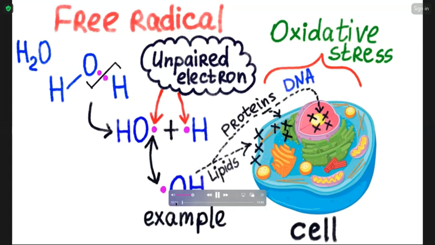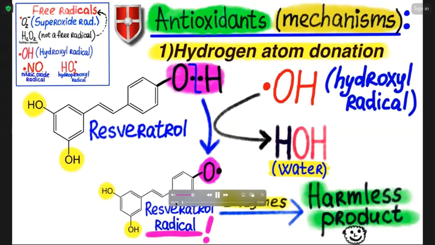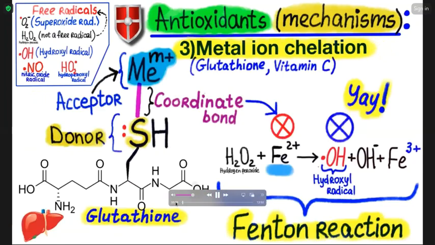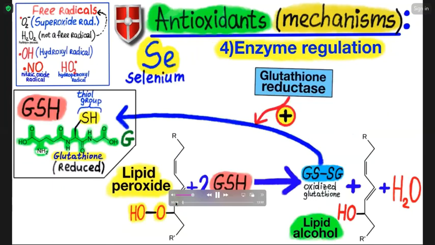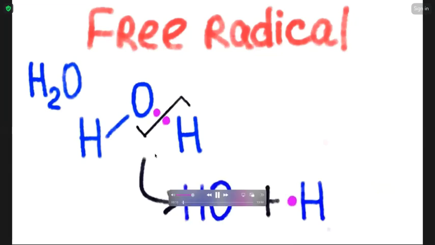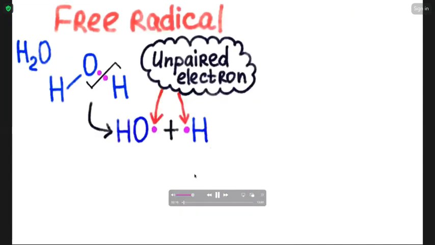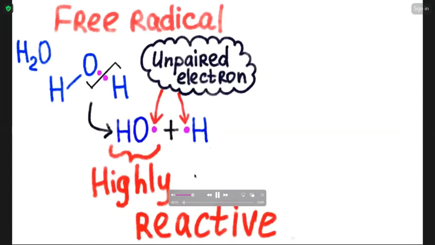In this video, we're going to see what free radicals are and also how antioxidants protect us against them. It's going to be an interesting one. A free radical is a highly reactive and unstable chemical species that contains one or more unpaired electrons in its outermost electron shell. These unpaired electrons make free radicals highly reactive.